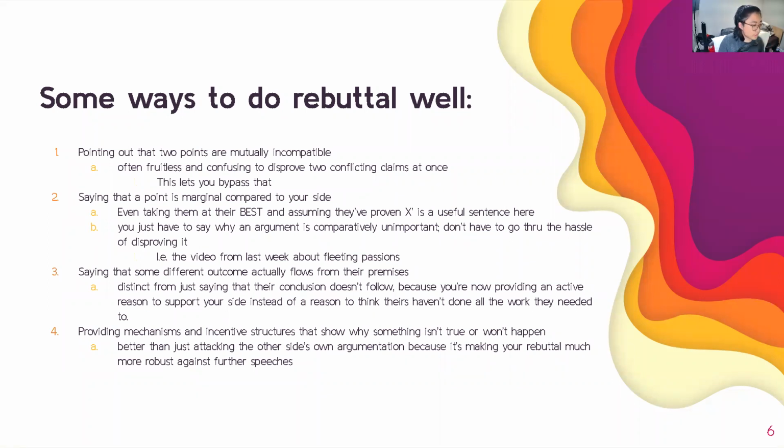The third is saying that some different outcome actually flows from their premises. So this is distinct from just saying that their conclusion doesn't follow, right? Because now you're providing an active reason to support your side instead of a reason to think theirs haven't done all the work that they needed to do. Because for example, if you refute someone by saying, well, actually their conclusion doesn't follow from their premises, that doesn't necessarily mean their argument is weak, right? That just means that they personally haven't been able to properly mechanize or analyze a certain aspect of the argument for the judge. Even though that's still significant within a round, that doesn't do anything to explain why your side is preferable for this or why their argument, even if it's proven properly, should fall out of the round.